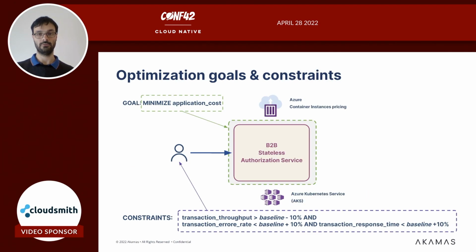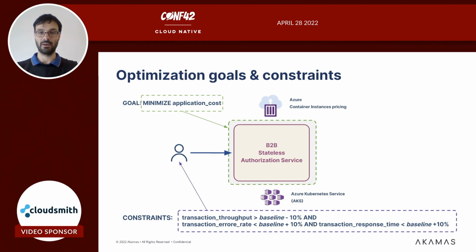So, what is the goal of this optimization? In this scenario, the goal was to reduce the cloud costs required to run the authentication service on Kubernetes. At the same time, we also wanted to ensure that the service would always meet its reliability targets, which are expressed as latency, throughput, and error rates SLOs.